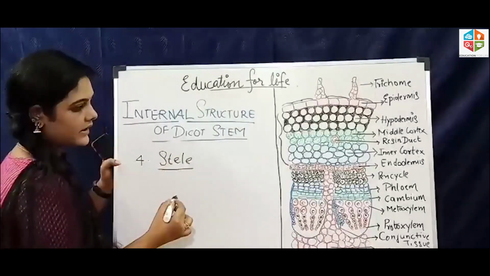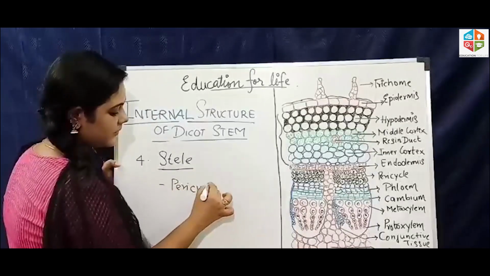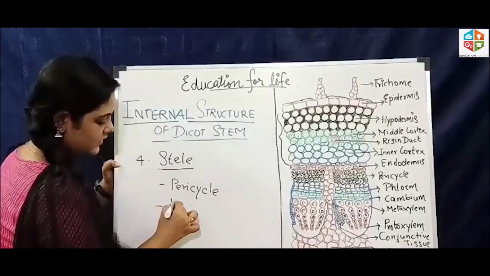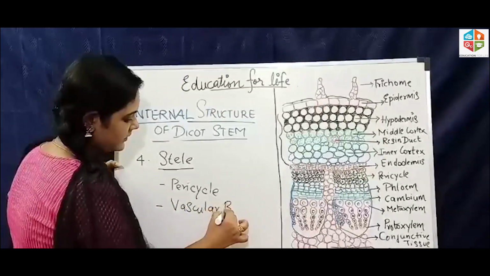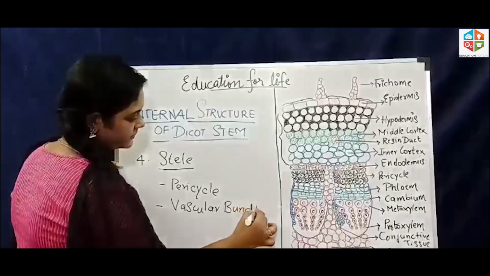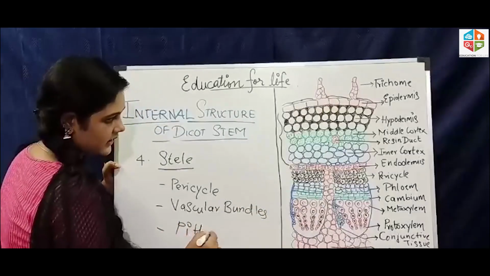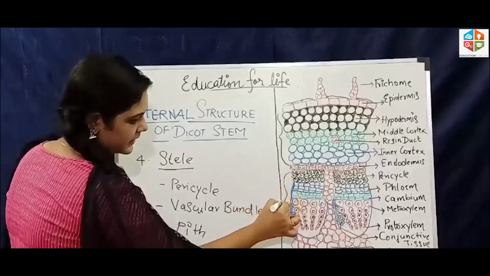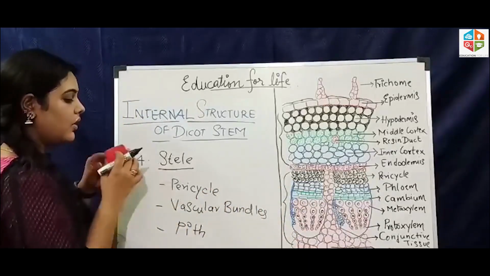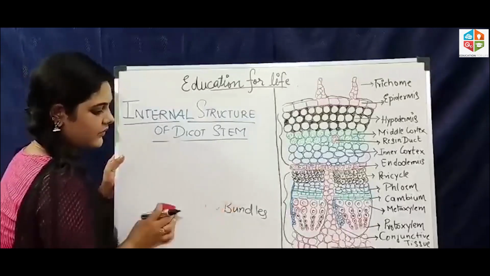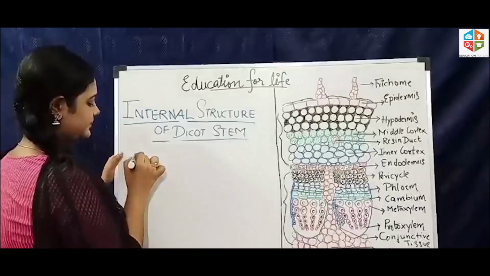So under the stele there will be the pericycle, followed by vascular bundles and pith. All of these together form the stele. Okay, we'll be seeing them one by one. So first we will see the pericycle.